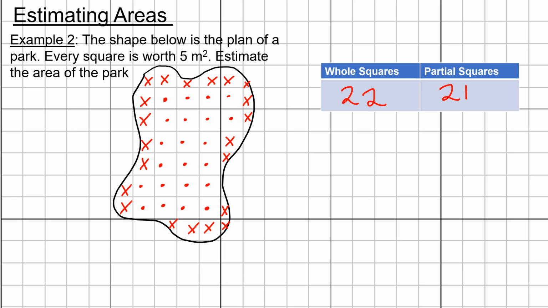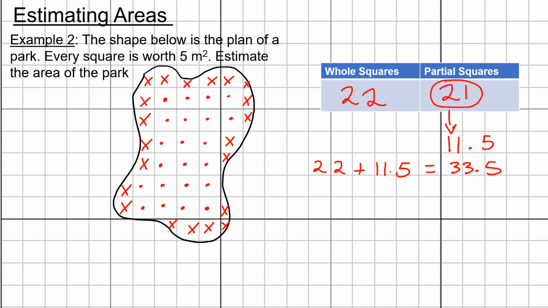So there were 22 whole squares. Every partial square I think of as a half square. So I need to do half of 21. Well, half of 20 is 10, and half of 1 is 0.5, so I end up with 10.5. So I need to do 22 plus 10.5, which is going to be 32.5.